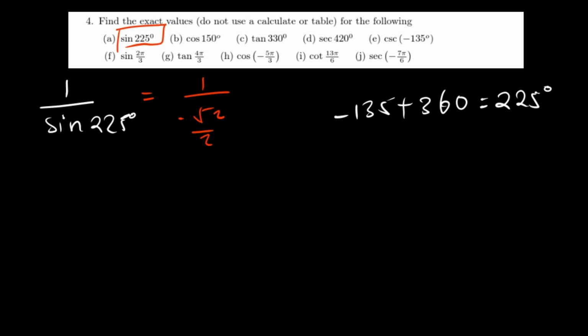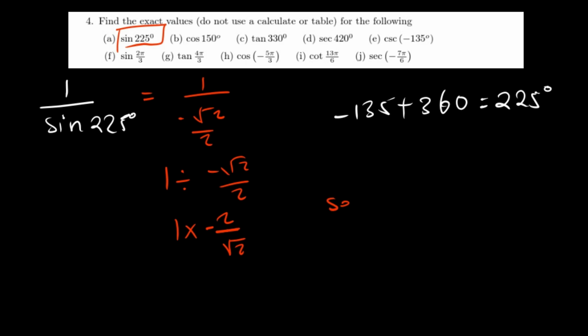Now this is 1 over sine, since cosec is 1 over sine, so sine 225 degrees. Remember, we already found what sine 225 is: we found that it was negative root 2 over 2. So this is 1 divided by negative root 2 over 2, so it will be 1 times 2 over negative root 2. So we have this.